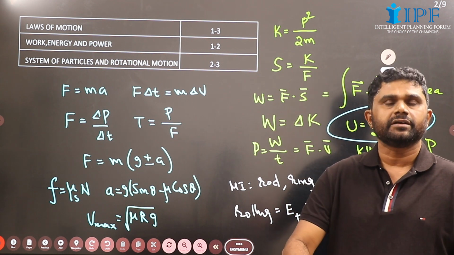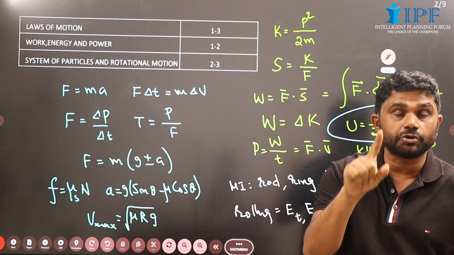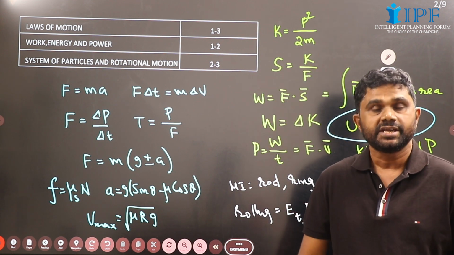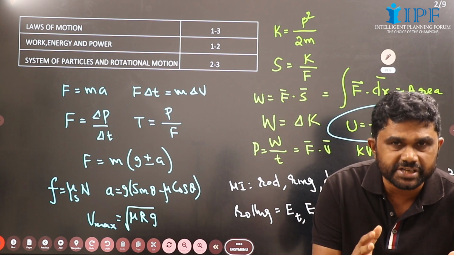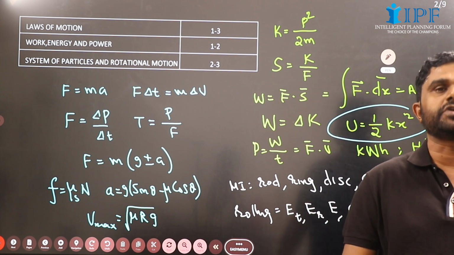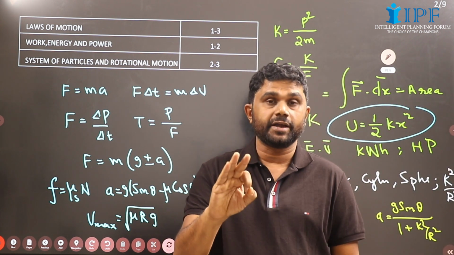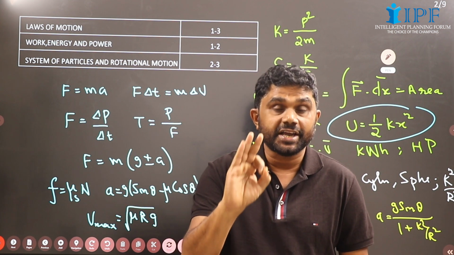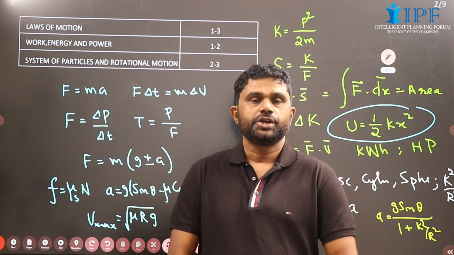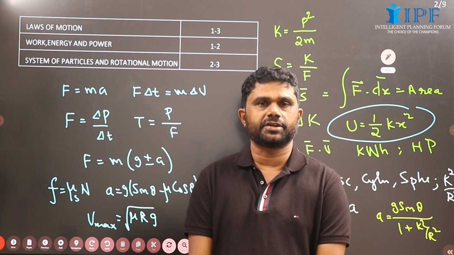Okay, so anyway, the conclusion is m into g plus a is the force acting on the body in the upward direction when it accelerates upwards. M into g minus a is the force acting on the body in the upward direction when it accelerates downwards. Now see, you can apply this not only in the case of a body kept on the floor of a lift. You can apply this for any body moving in the vertical direction.